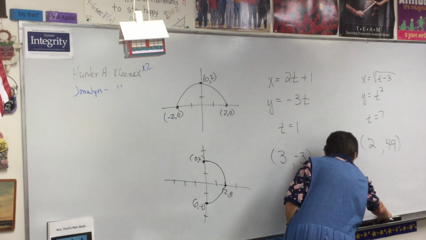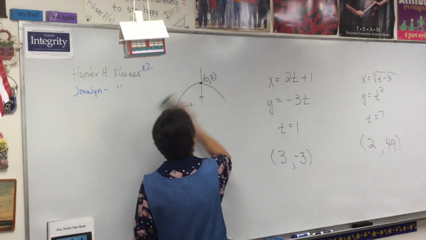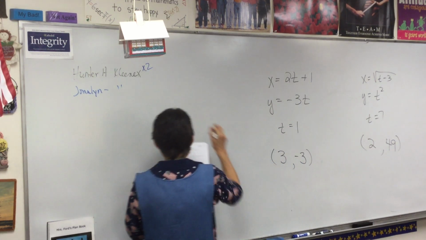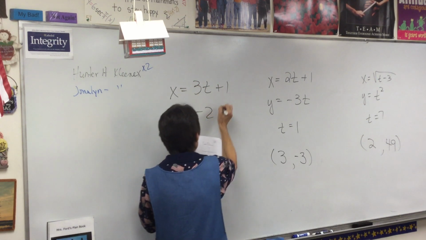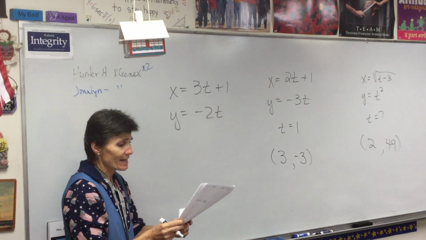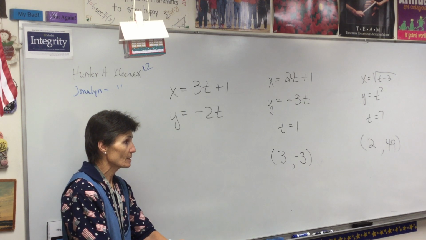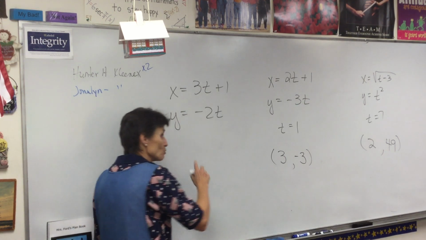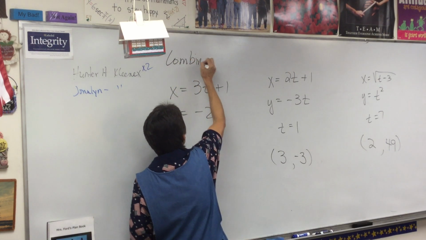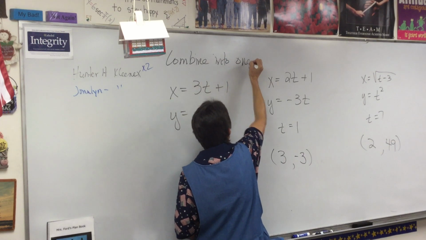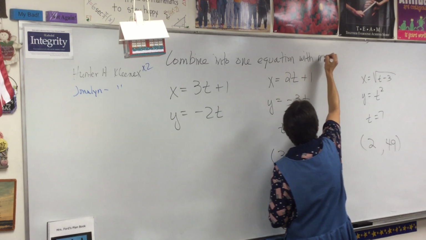Now this next set, just reading the directions gives us a rash. These are complicated directions. What are they talking about when they say, find the direct algebraic relationship between x and y? That means, I'm going to translate that for you, combine into one equation with no t.